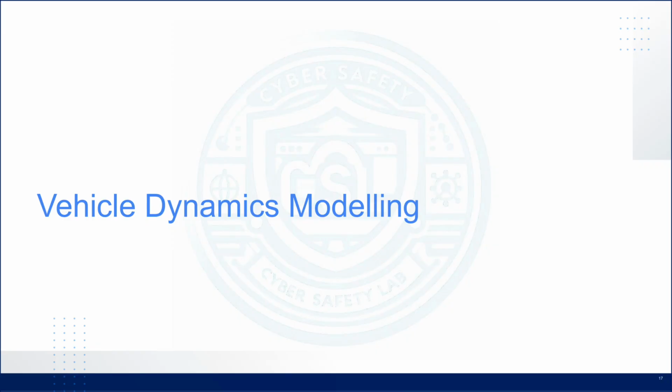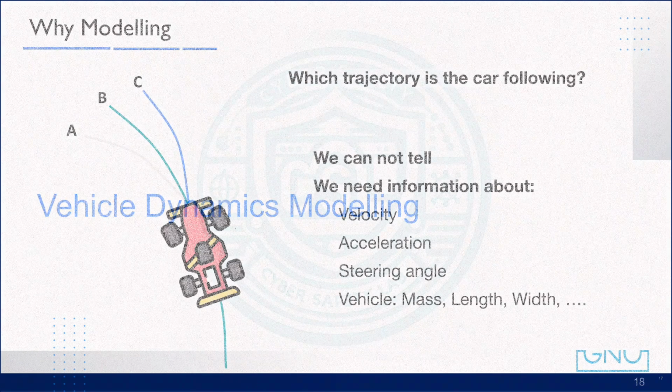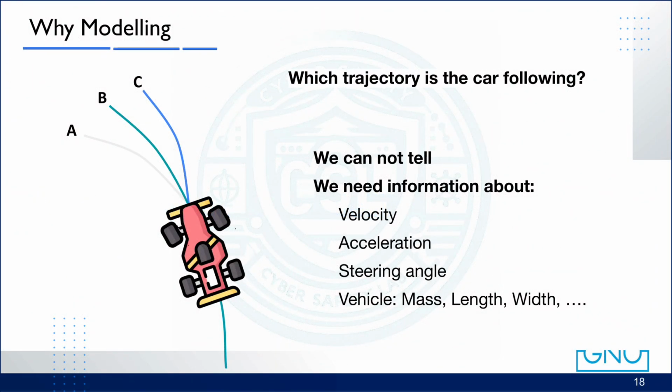Now that we've learned what vehicle states are and how to measure them, let's move on to a deeper question. Why do we model vehicle dynamics? This section, Vehicle Dynamics Modeling, will show how we can mathematically describe how a car moves, turns, and reacts to inputs like steering or acceleration. By the end of this part, you'll understand not only how cars behave, but also how we can predict that behavior using simplified equations.